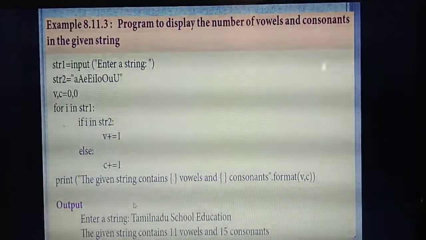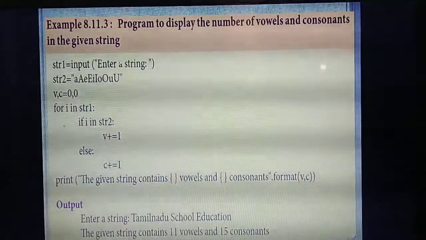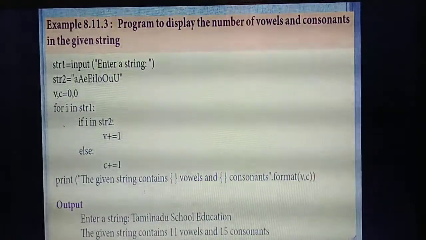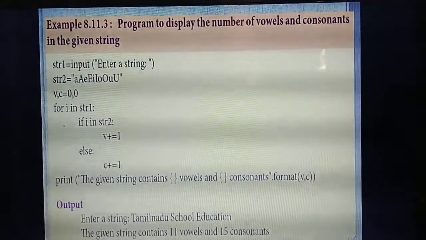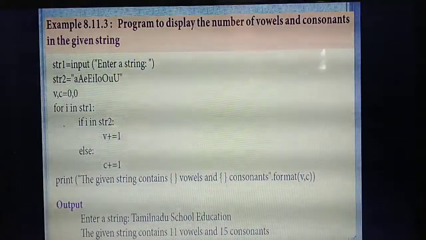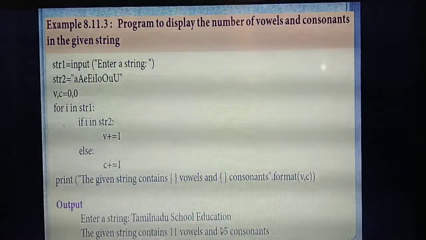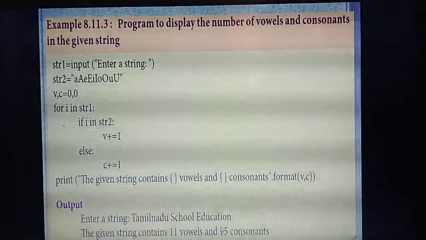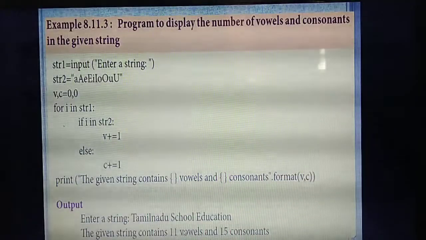So after running the program, see the output. First, what output will you get? Enter a string. In place of the entered string, they enter Tamil Nadu school education. Then what output will you get in the print? The given string contains how many vowels? Count the vowel letters here: A, E, I, O. Count it. So 11 vowels and the remaining letters are consonants. That count will be displayed as output. So vowel count as well as consonant count will be displayed as output.